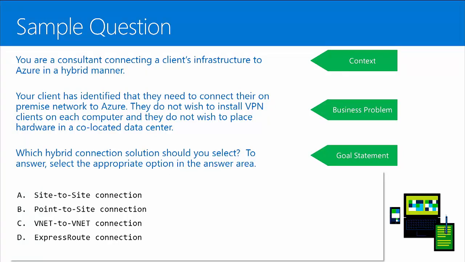The great thing about certification questions, they tend to give you very specific instructions on what to do. So our instructions tell us that we should select one of these solutions from the answer area. So we have site-to-site, point-to-site, VNet to VNet, and ExpressRoute. Here, a site-to-site connection will make sense. A point-to-site connection will require us to install VPN client on each machine. ExpressRoute will require us to hook up with our ISP or host hardware in a co-located data center. And VNet to VNet doesn't actually serve our business problem here.